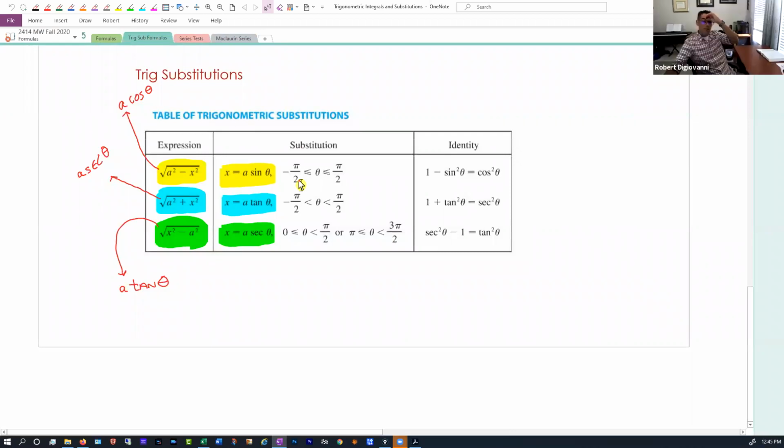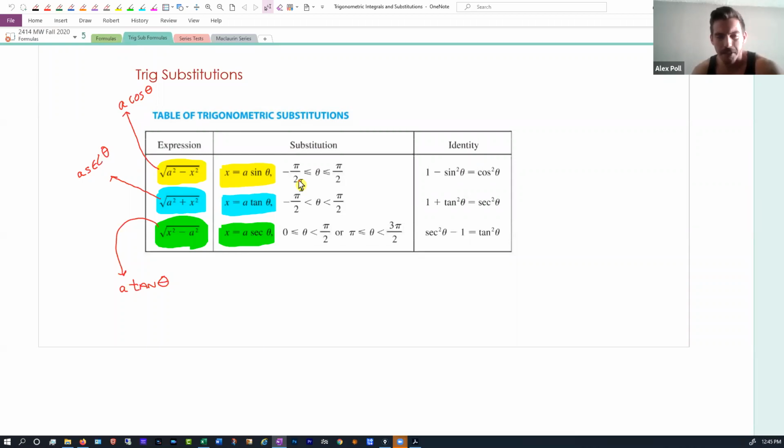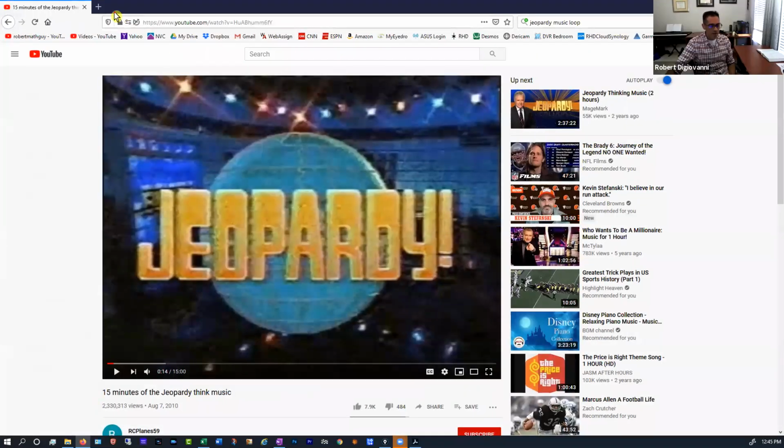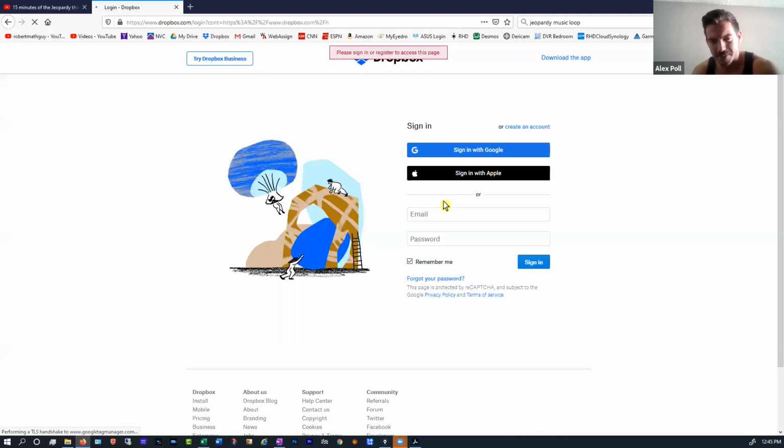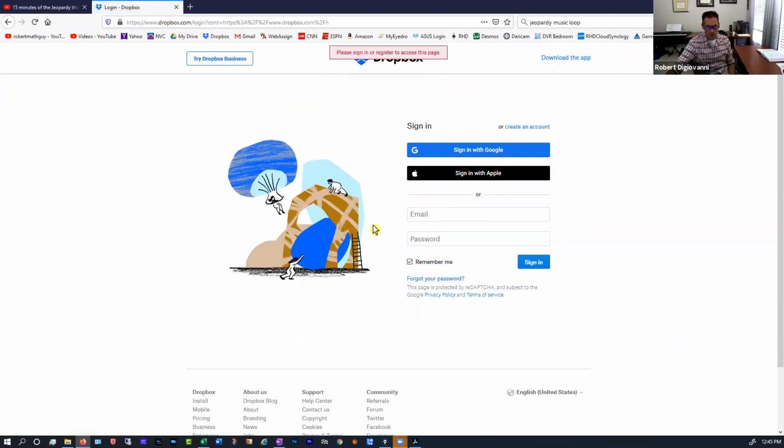Any others? Are you going to send the Dropbox link through Canvas, or through the chat right now? No, I'll send it through Canvas because I don't have it set up yet. Oh, why am I not signed in? I don't know why I'm signed out. I'm going to have to sign back in and get this all set up, so expect it in the next few minutes.